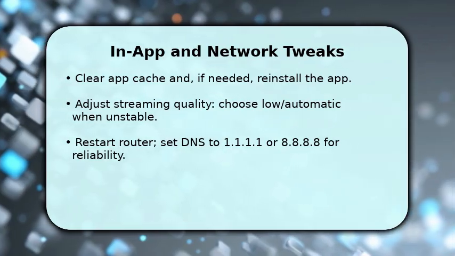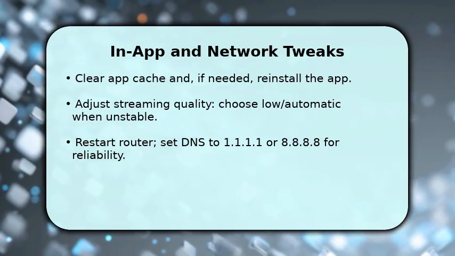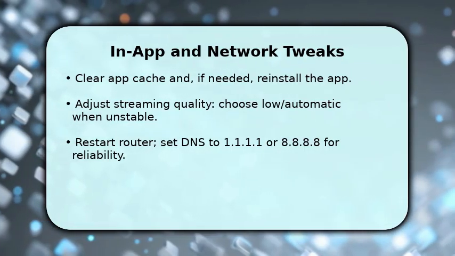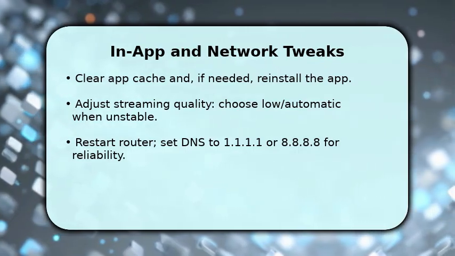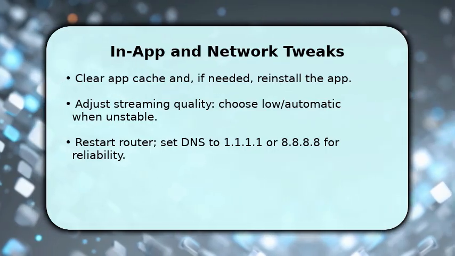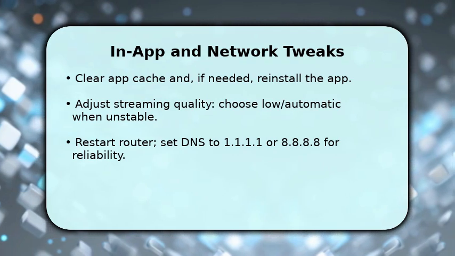Restart your router to refresh connections and change DNS to 1.1.1.1 or 8.8.8.8 for faster resolution. Also test wired Ethernet if possible. Wired connections remove wireless interference and often eliminate buffering entirely when stable.